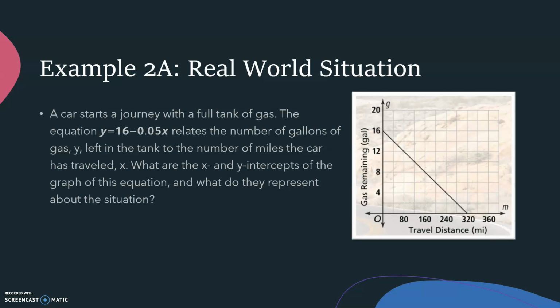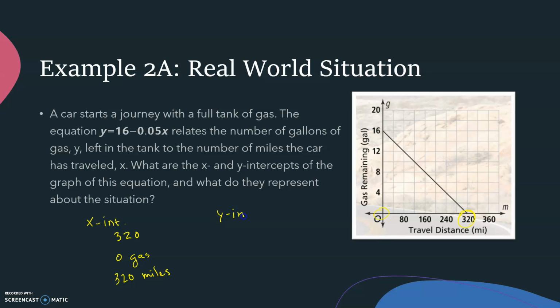So we're going to look at this graph to find the X-intercept. The X-intercept is 320. And what 320 means in the context of this problem is that our y-coordinate is 0. So we have 0 gas. And the x-coordinate is 320. We have gone 320 miles. So when we run out of gas, we will have driven 320 miles. That's what the x-intercept means.